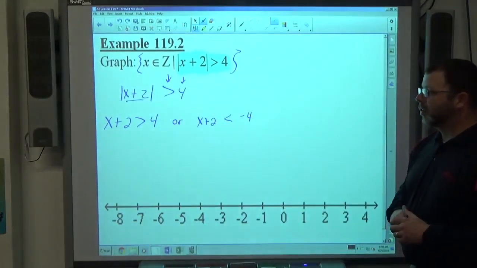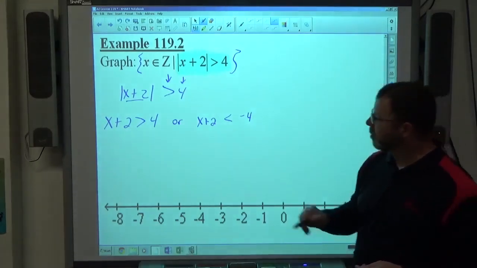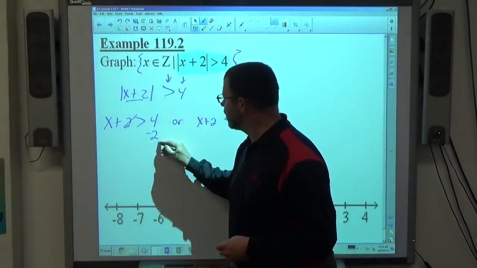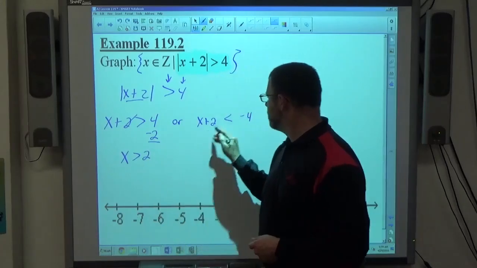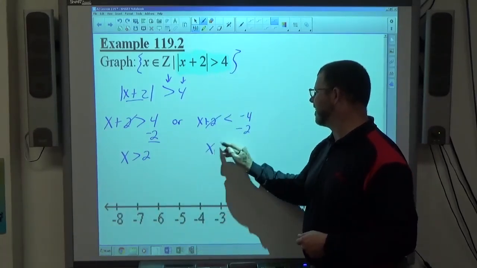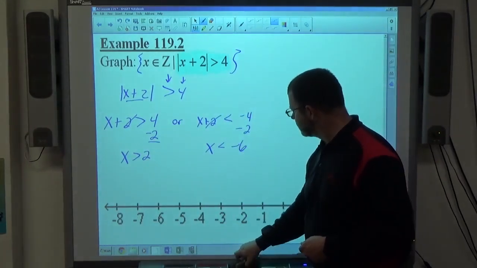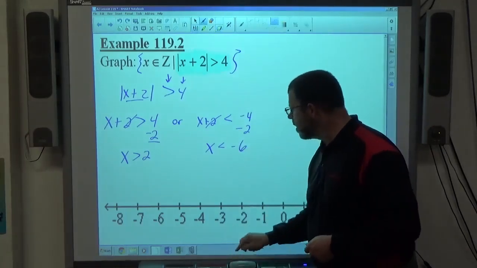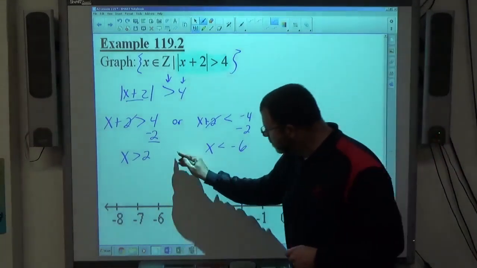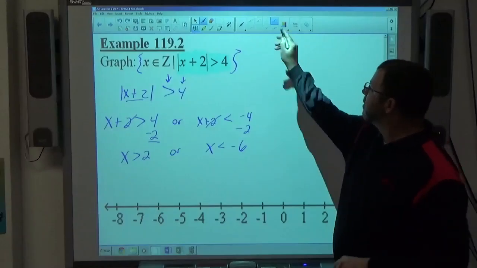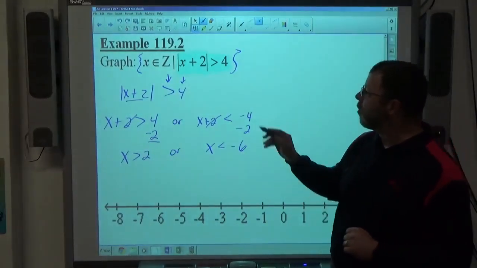Neither one of these is solved currently because they both have x plus 2, so I have to move the 2 to the other side. That's going to give me x is greater than 2. Move the 2 to the other side. That's going to give me x is less than negative 6. And now, or is in the middle. Now I have to graph both inequalities on the same number line over the set of integers.